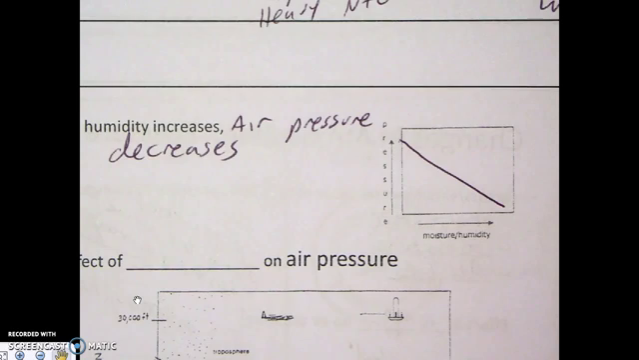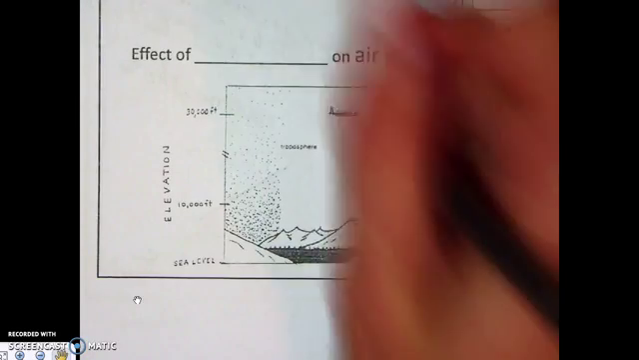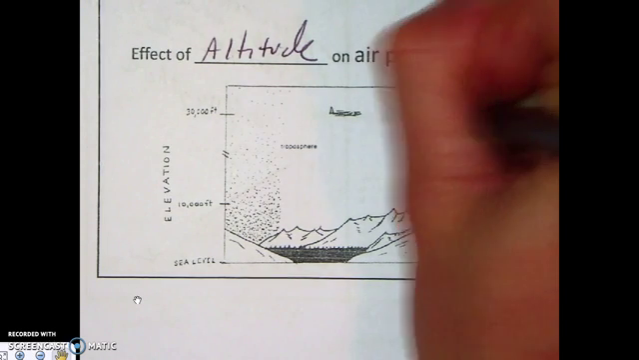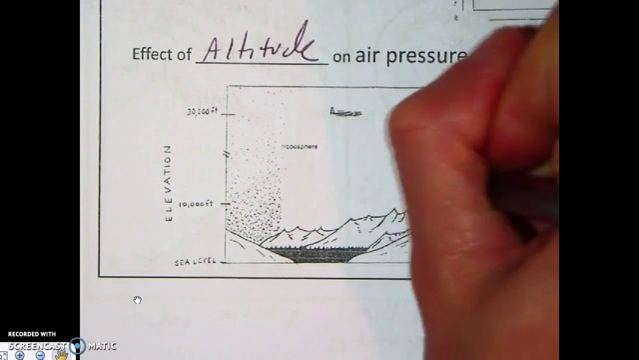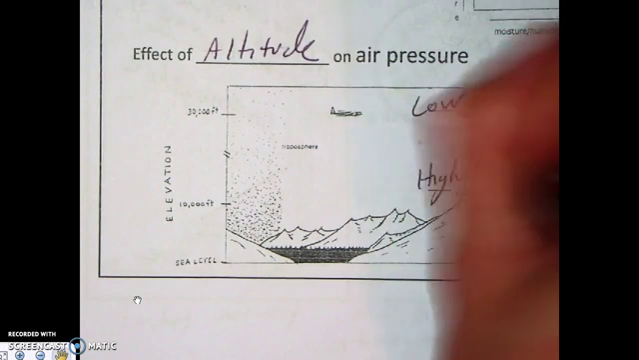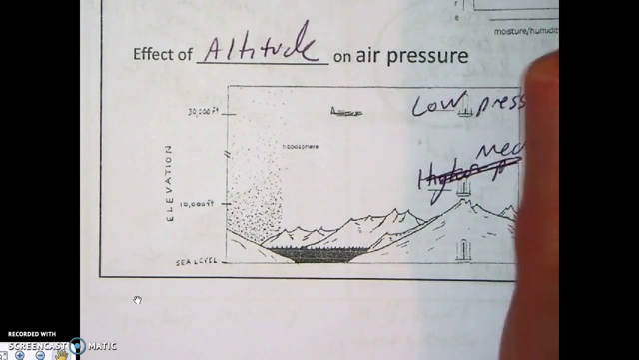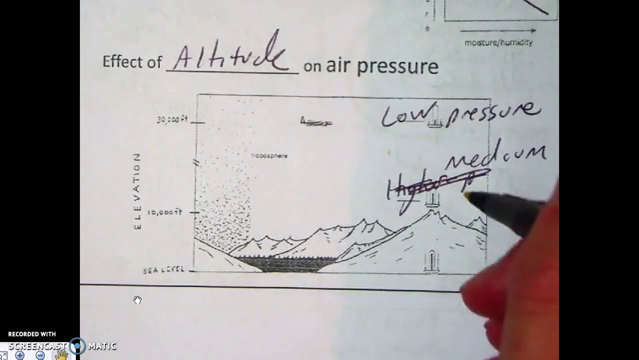Now, lastly, we have the effect of altitude. Altitude is a little bit more obvious. As we get higher in altitude, there's simply less air as we go higher up. So we have low pressure at higher elevations. Well, actually at the top of a mountain, it would be kind of a medium pressure. A place like Denver, Colorado, the mile-high city, you might actually feel that air pressure difference.